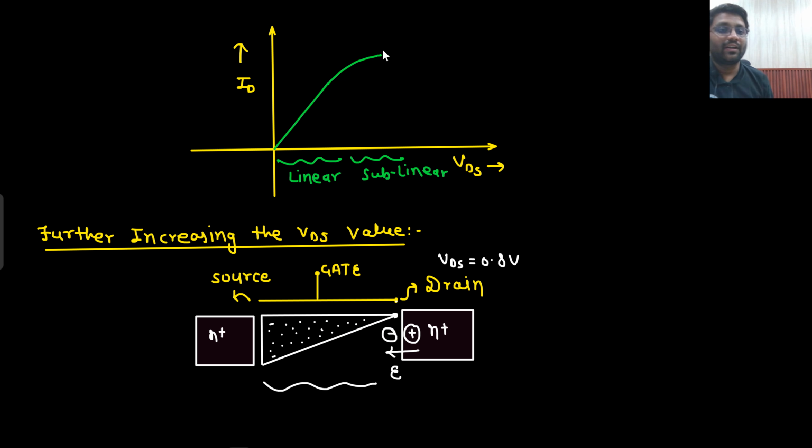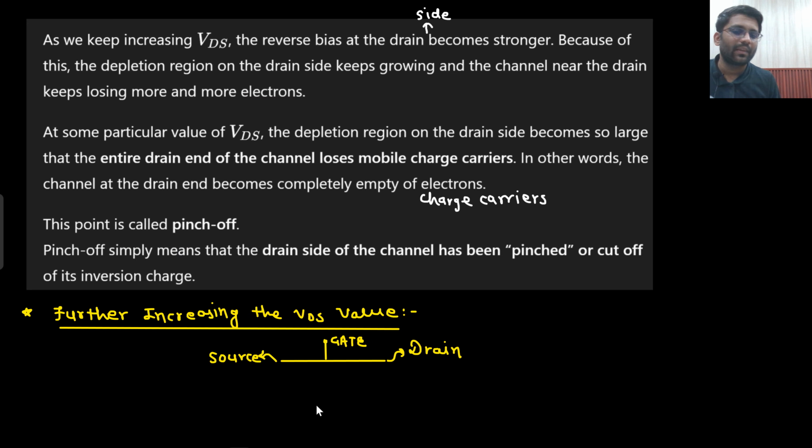So once pinch off has occurred, what will happen after that? Let's check that out. First thing is that here at 0.8 volt at drain, I am assuming that pinch off has occurred. This is what I am assuming. Now what I am doing? I am increasing the VDS value. Now VDS I have put as 1 volt.